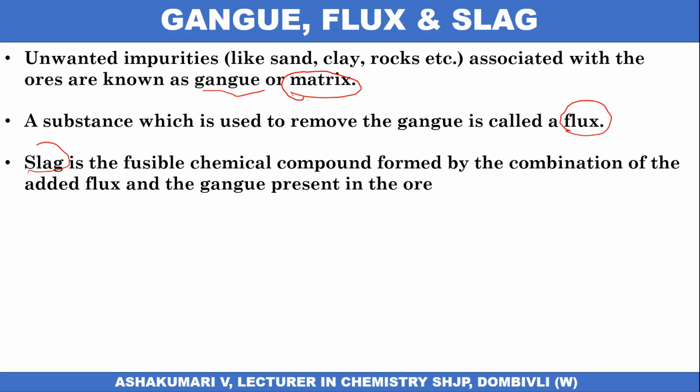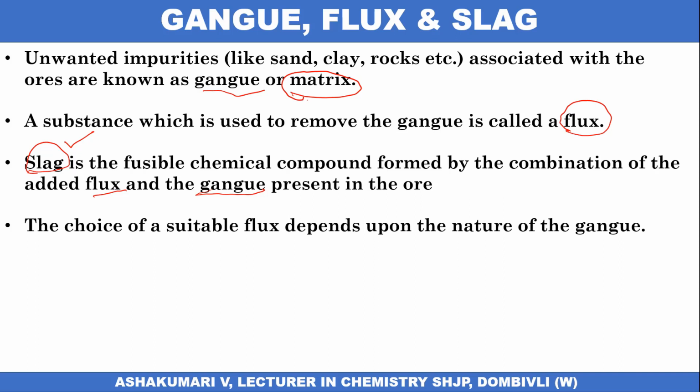Slag is the fusible chemical compound formed by the combination of the added flux and the gangue present in the ore. That is, flux and gangue combine to form a fusible chemical compound known as slag. The choice of a suitable flux depends upon the nature of gangue. That is, gangue can be acidic in nature or it can be basic in nature.